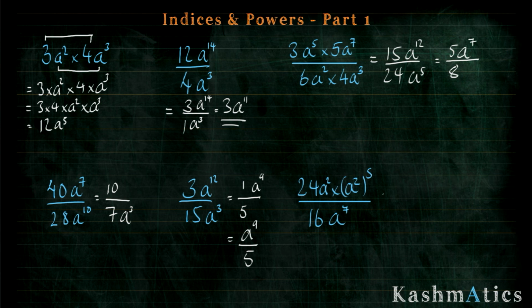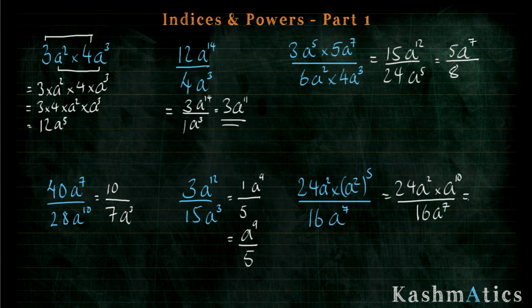And this last one over here, this is a bit more complicated. So let's just take our time. So keeping the first term as it is, 24a squared, multiplied by this one here. Because this is one power raised to another, I need to multiply the powers. So that would be a to the power 10 divided by 16a to the power 7.